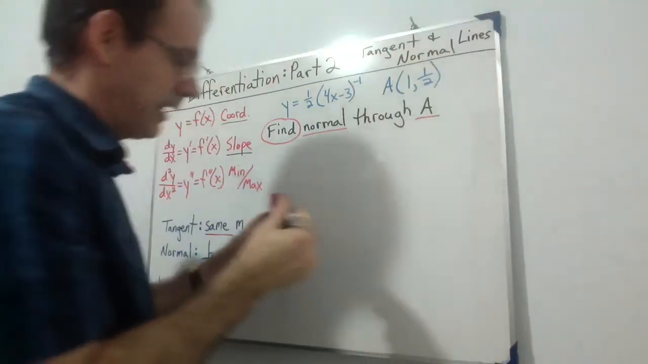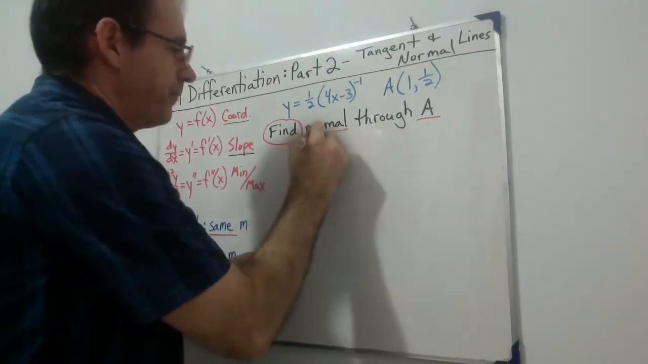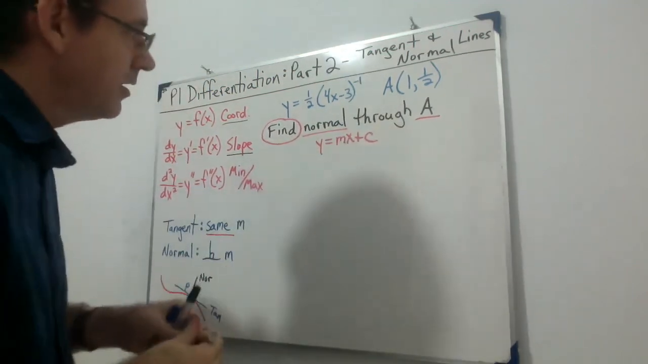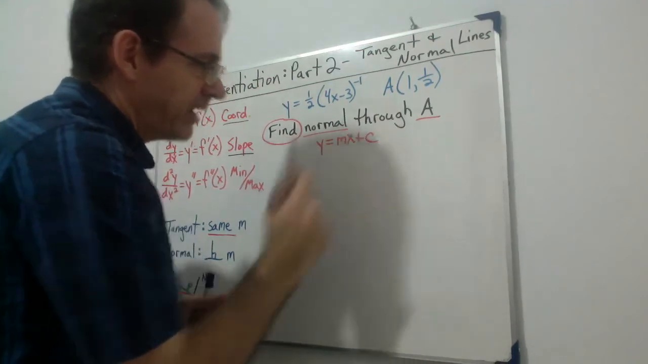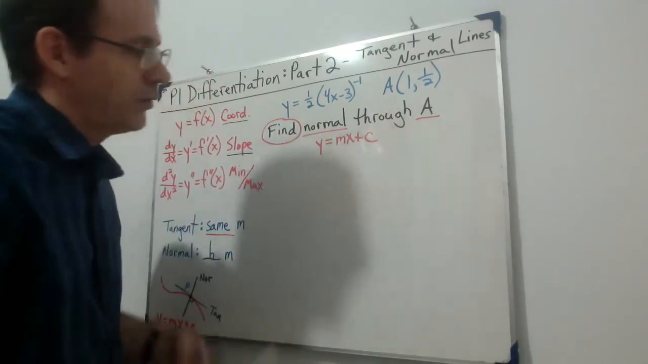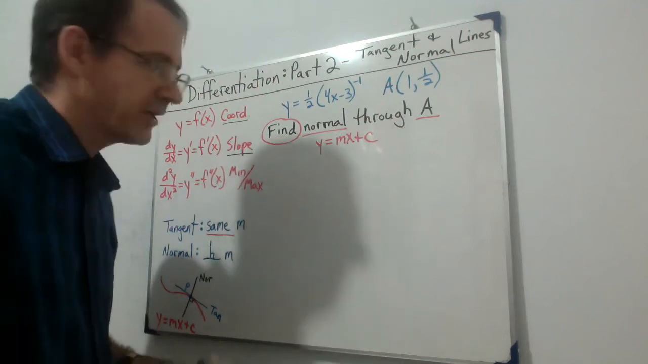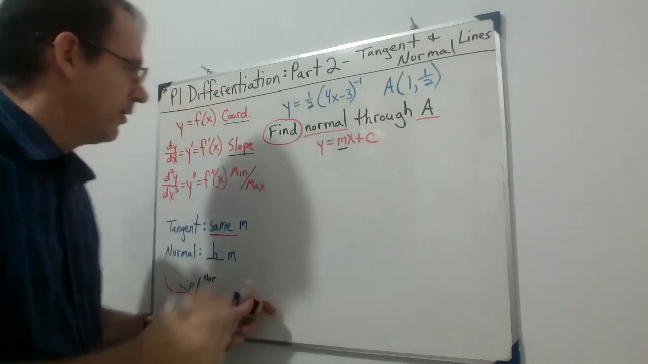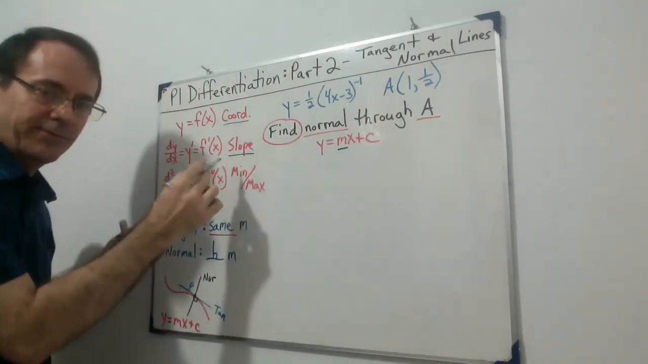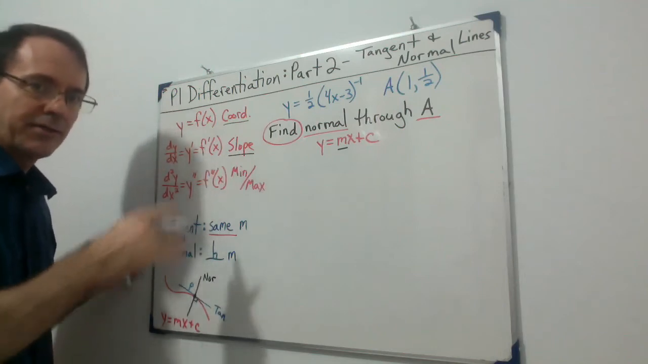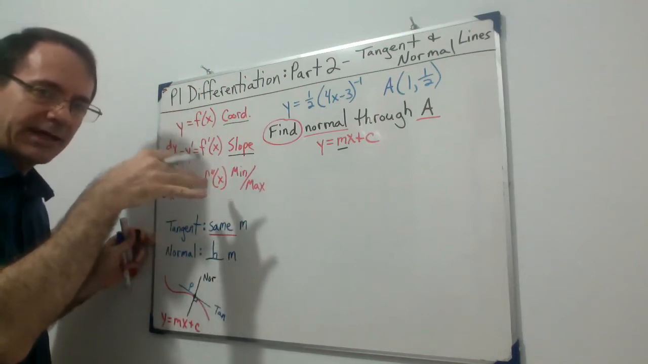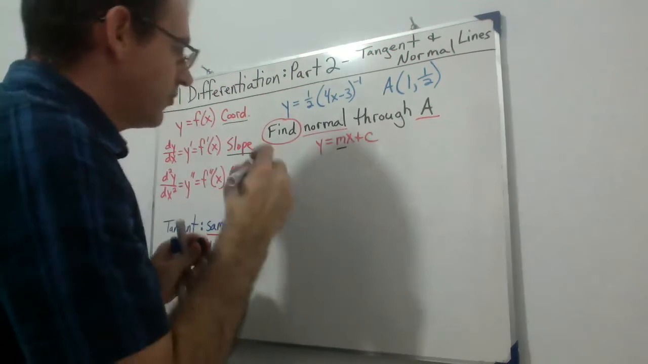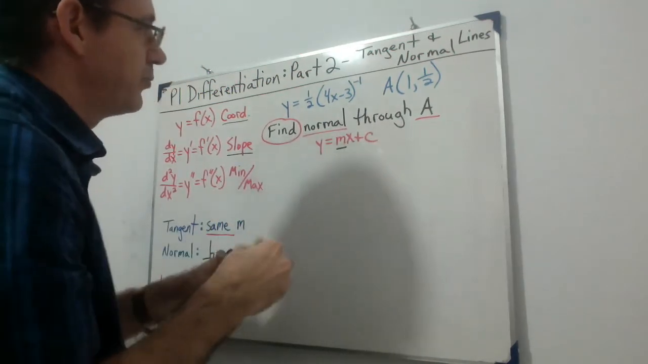Tangent and normal lines. So you are looking for a y equals mx plus c equation. So find the normal, or the y equals mx plus c, that goes through A. Well, of course, the major component of your linear equation is slope. Slope can be found through the derivative, like we saw in part 1. The derivative is kind of like the calculus equivalent of your algebraic slope formula. So we want to find the derivative.